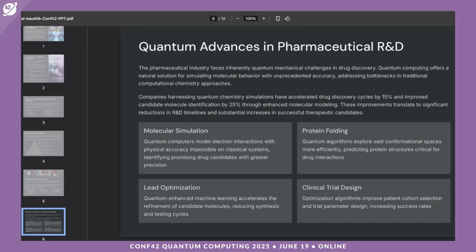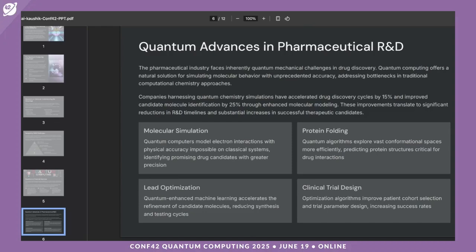A startup ran hybrid loops. Classical simulation suggested several conformations. Quantum subroutines estimated relative energies under different conditions. Results informed lab experiments. In lead optimization, quantum enhanced machine learning refines predictions of toxicity or solubility.